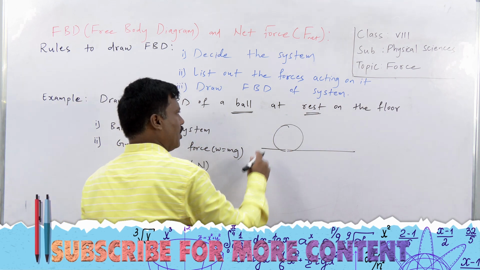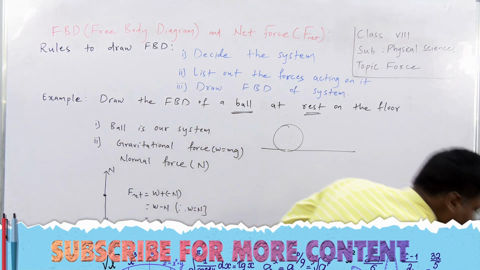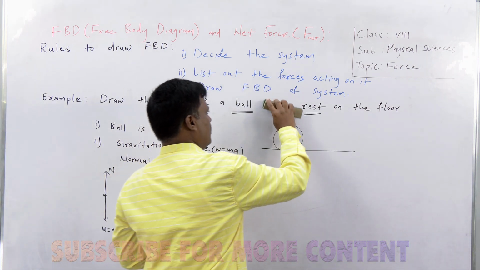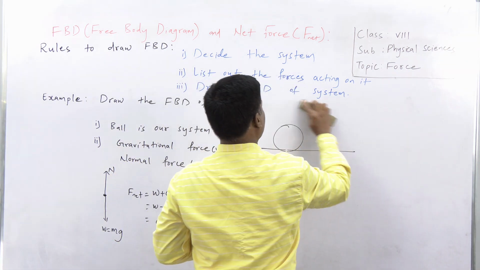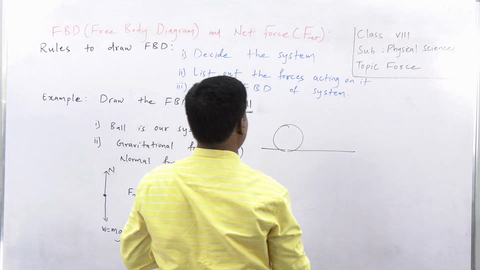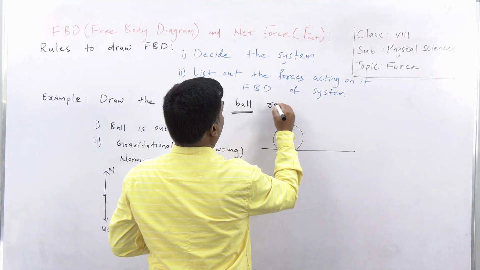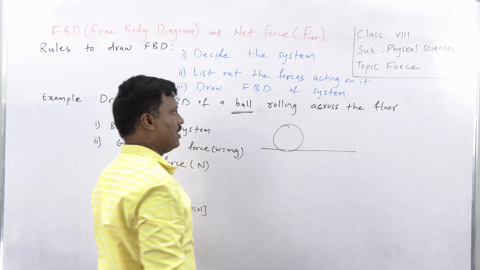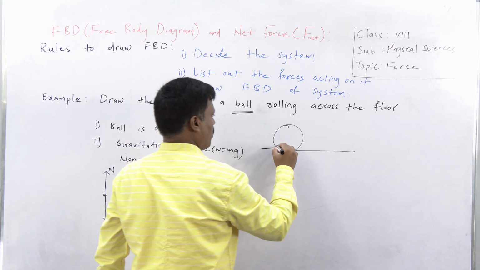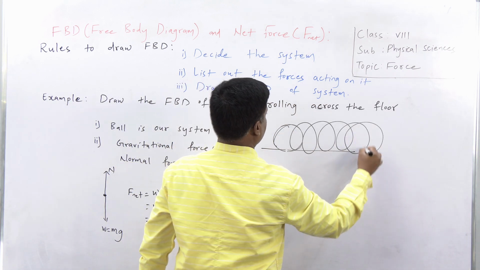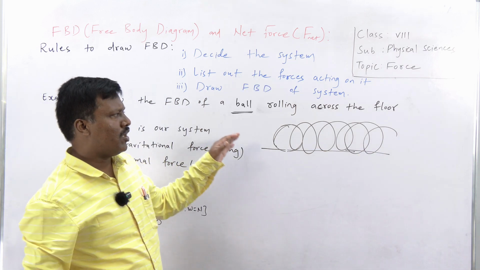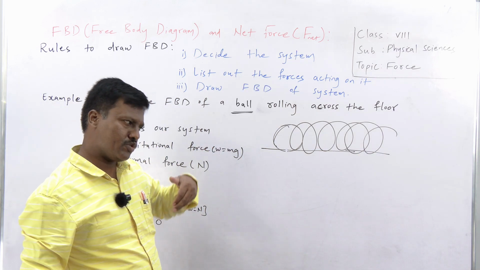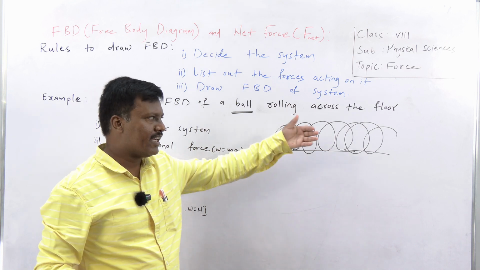Now same ball, another example. Okay, this is one of the examples. The other example, same ball rolling across the floor. Rolling across the floor. That means this ball is going this way, rolling across the floor. Whenever a ball is rolling across the floor, what is the reason? Because we kicked the ball, we pushed the ball, right? Then this ball is rolling across the floor.